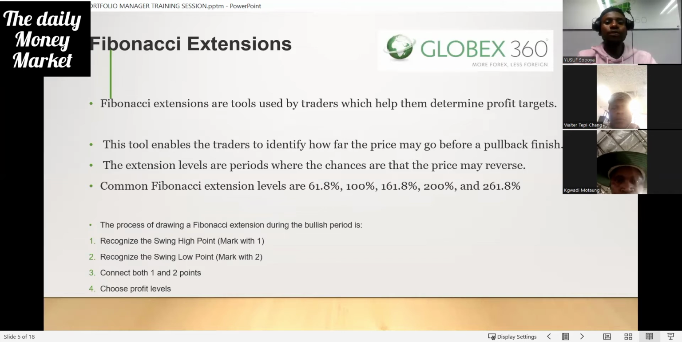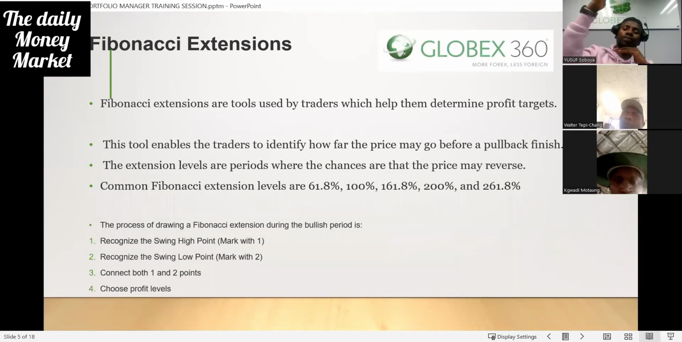The extension levels are periods where the chances are that the price may reverse. So those extension levels, those percentage levels that we're going to see, are periods where the chances are the price may reverse. So if you take it from 10 Rand, another extension percentage shows at 61.